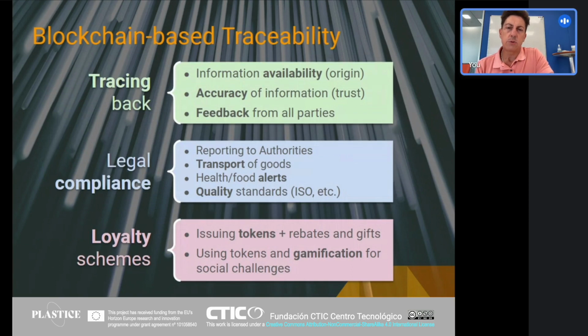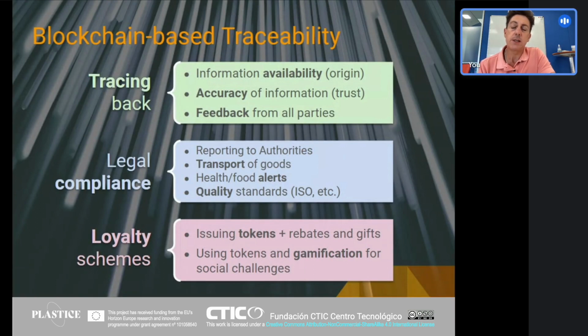What is this traceability used for? To trace it back, mainly, because the information that the consumer wants is to go to the origin, and what are the information and the processes that the product that they are buying or using to create new products has suffered. The viability, the origin, the accuracy of information, the feedback from all the partners.